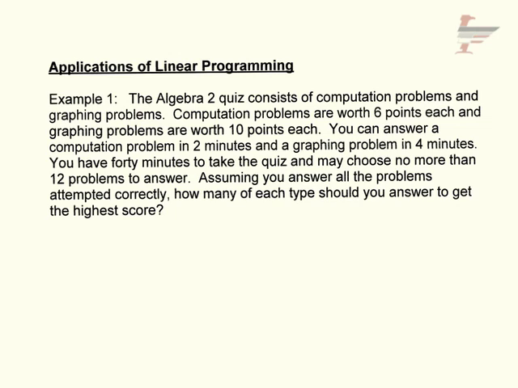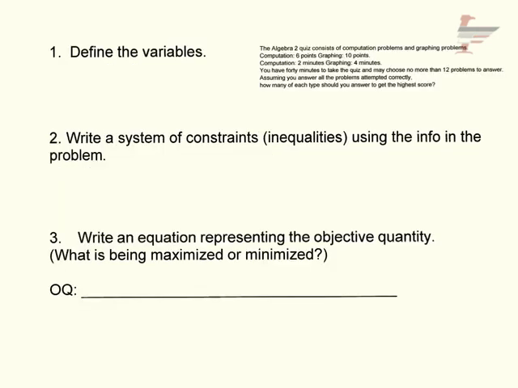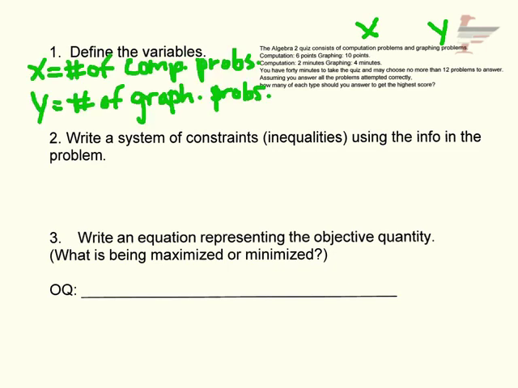So let's go ahead and break down all the pieces of this by finding our objective quantity, our constraints, and also defining the variables. We need to go ahead and define our variables. Our computation problems we're going to call x, and our graphing problems we're going to call y. So x is going to be the number of computation problems, and y is going to be the number of graphing problems. Then we have to go ahead and identify our constraints.